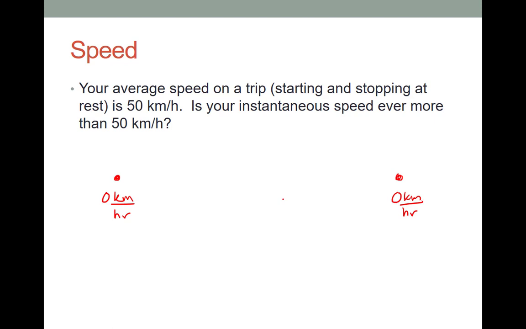In order to start and stop at 0 kilometers per hour and have an average of 50 kilometers per hour, somewhere in the middle, you have to be going greater than 50 kilometers per hour. Otherwise, it would not average out to equal 50 kilometers per hour.